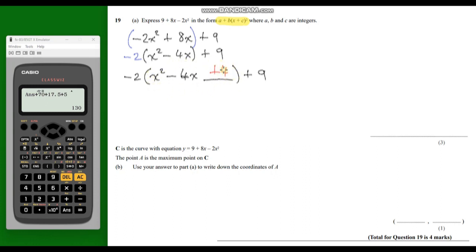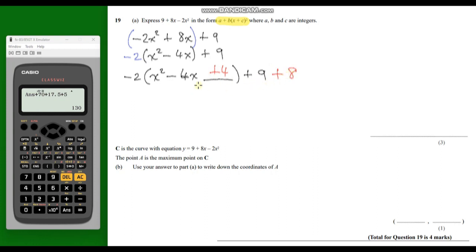So if I'm adding on 4 here, be really careful now, because I'm not really adding on 4. Although I've written down plus 4, notice that I factored out a negative 2. So if I were to expand the brackets, this would actually be minus 8. So what I'm doing by putting this in here is subtracting 8, because negative 2 times 4 is minus 8. So if I'm subtracting 8, in order to keep the expression the same, I also have to add on 8.